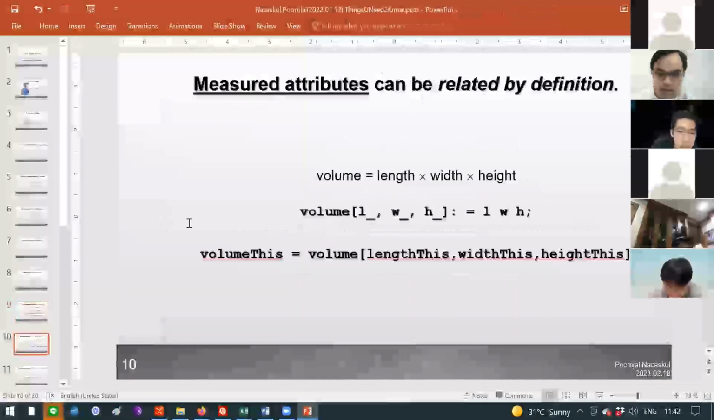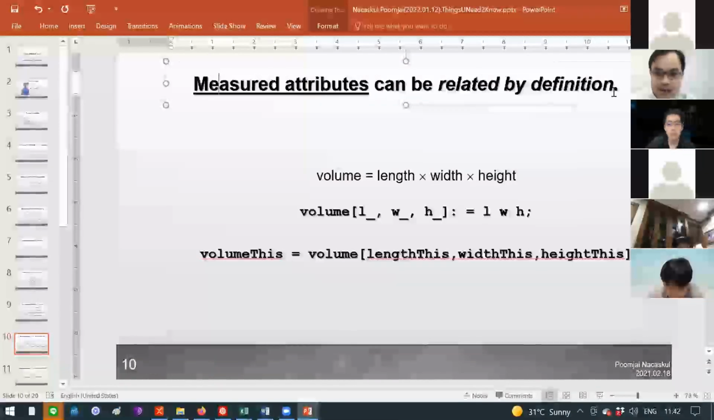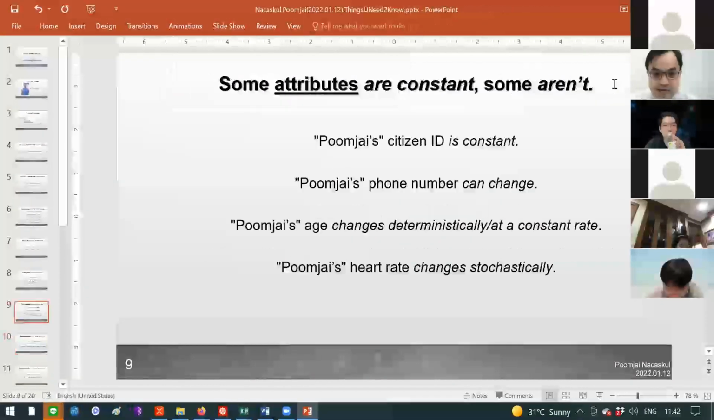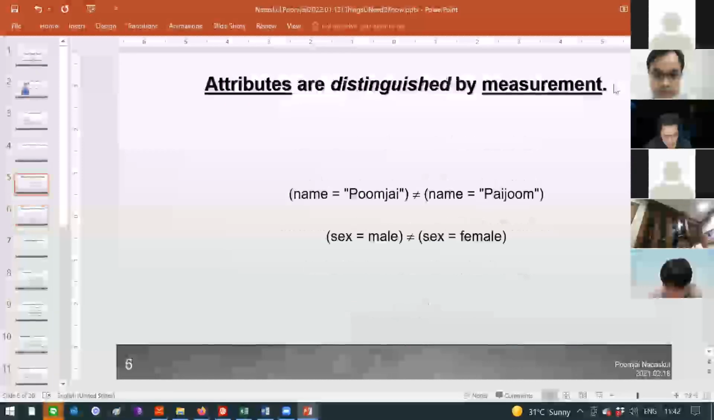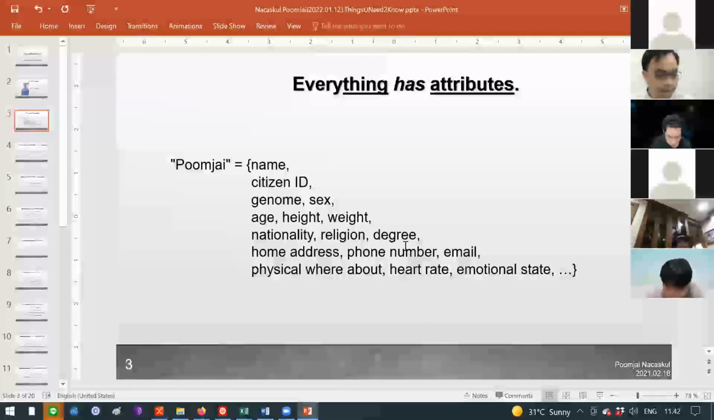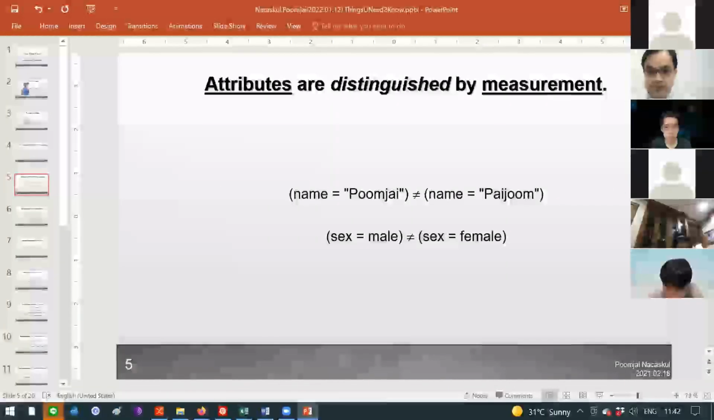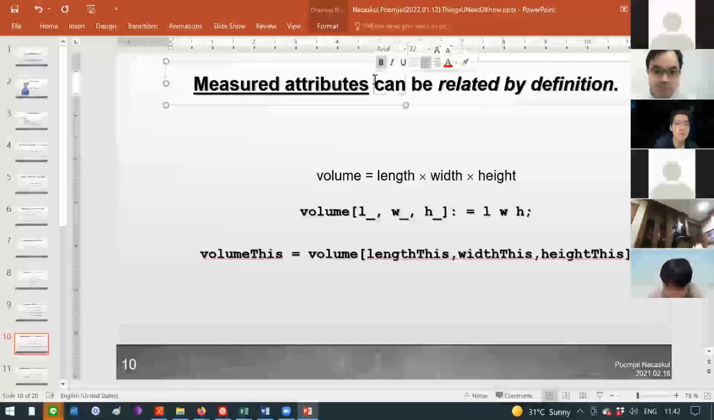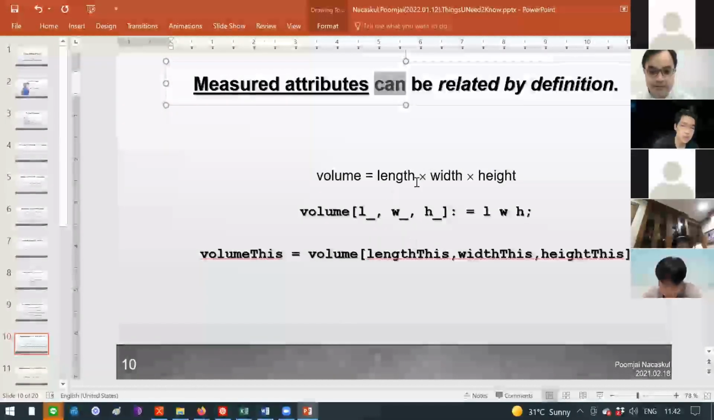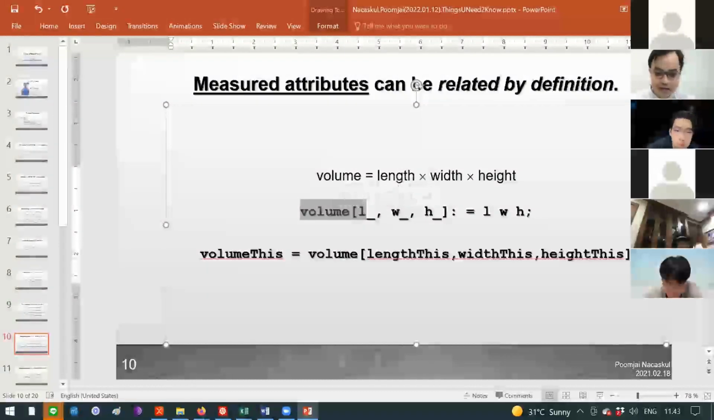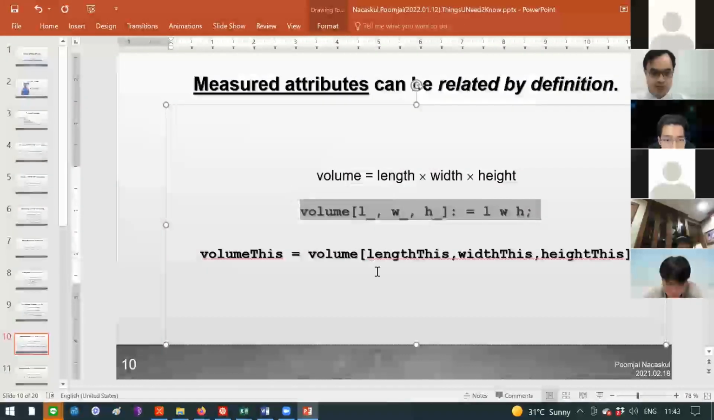Next. Measured attributes are related by definition. It's not only that I have these attributes, but some of these are related. Some are not, some are independent. Can be related by definition, not all of them. For example, this is a very clear-cut case. Volume is always length times width times height. By the way, I use this font because this is what mathematical code would look like.